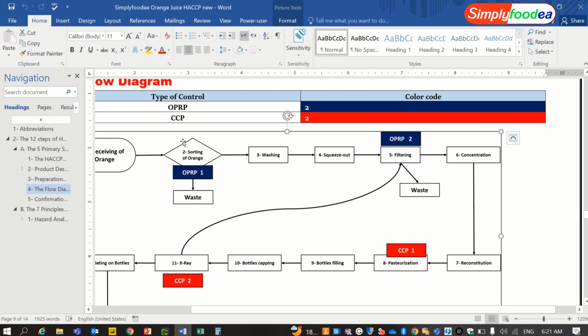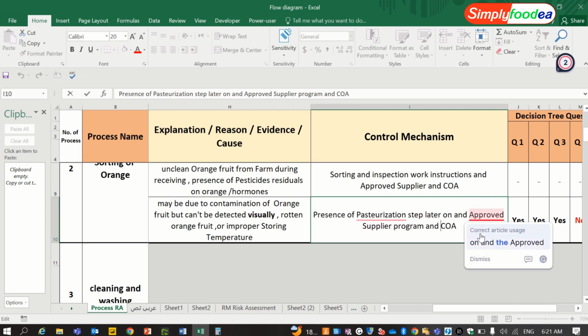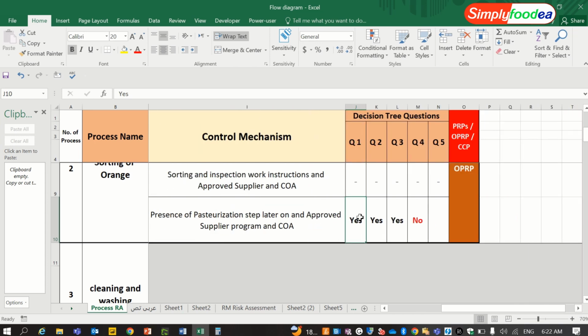After any biological hazard passes from the sorting of orange in step number 2, it can be detected later on or killed by the pasteurization step in number 8. So there is another upcoming step to control the microbiological hazard in the orange. And the approved supplier program is also a way of control, which is also a prerequisite program, along with the certificate of analysis from the supplier that all the received orange is free from any microorganism. So the questions would be yes, yes, yes, no.